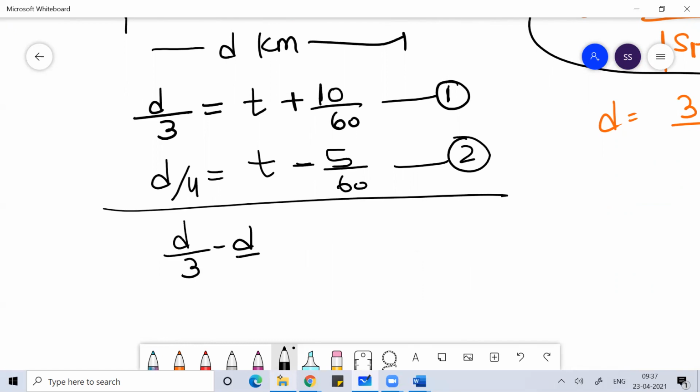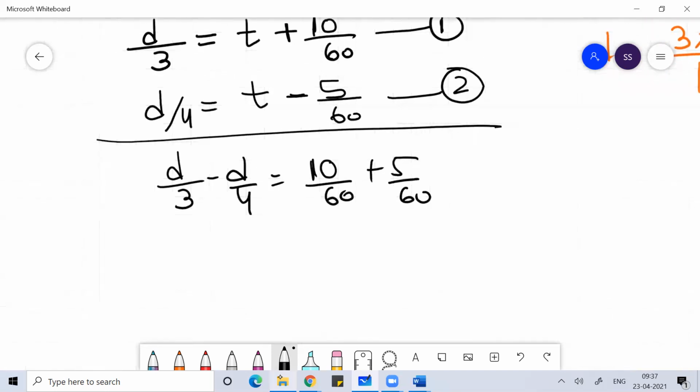So d by 3 minus d by 4, dt will get cancelled. 10 by 60 minus minus plus 5 by 60. You simply solve this, take LCM 12. So 4d minus 3d is equal to 15 by 60. 15 by 60 is nothing but 1 by 4.